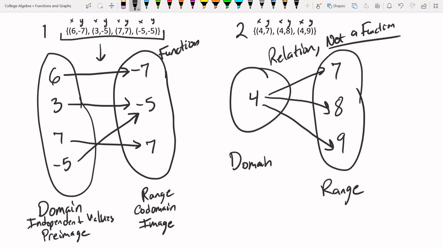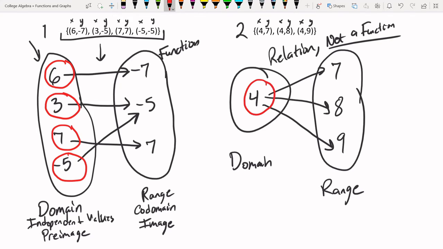And what tells you if it's a function or not, all you have to do is look at the domain values and look to see that there's only one thing coming out of it. 3 has only one thing, 7 has only one thing, and -5 has only one thing. On the other one, we have 3 lines coming out of the 4. And that's what tells you if it's a function or not. If there's only one line coming out of each one of the domain values, then you're good to go. If there's more than one, then you're not.